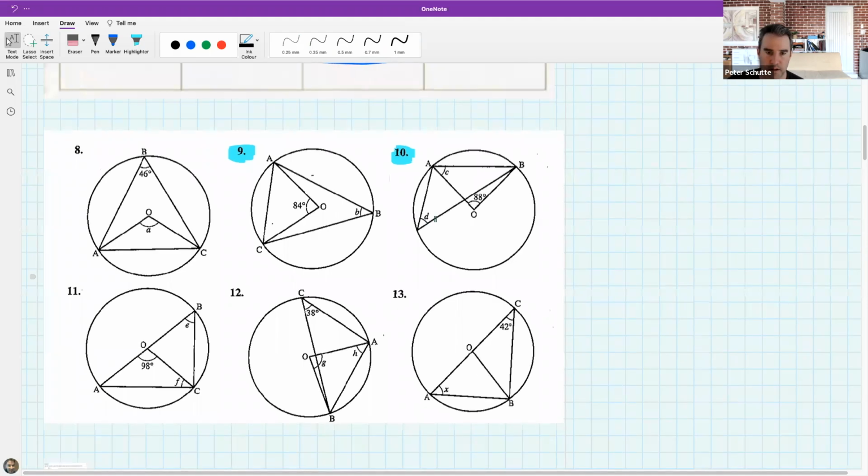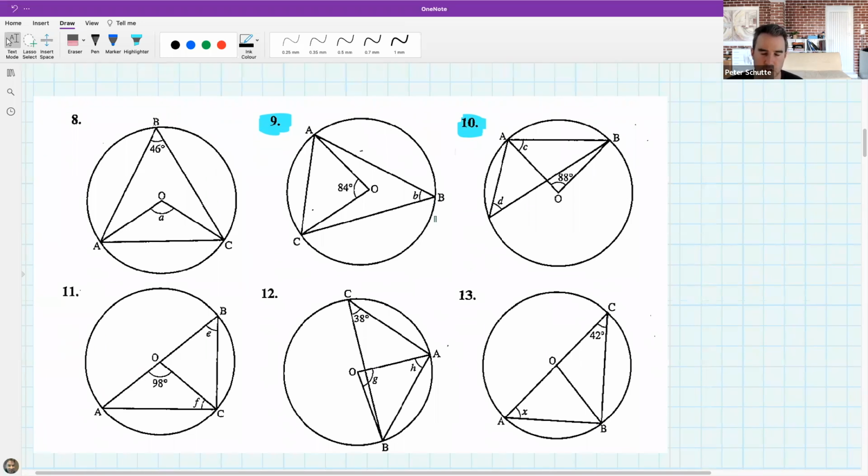Maybe make it a bit bigger if that helps. Now, just the ones I've highlighted. Can you find me the missing angles?